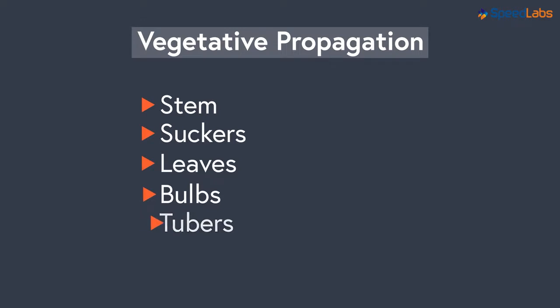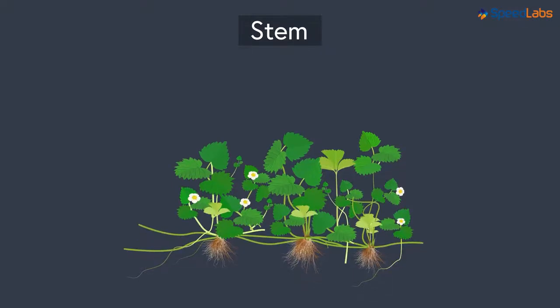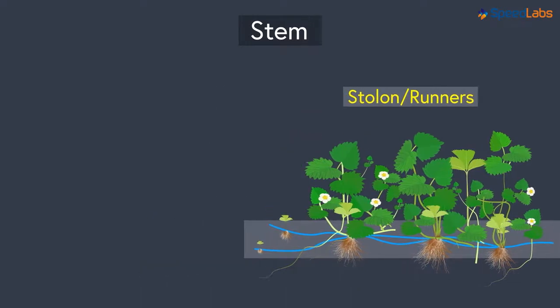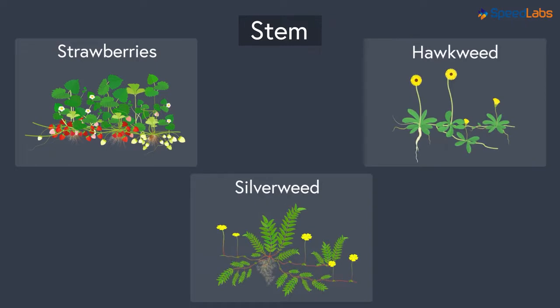To begin with, we have the stem. Many plants have horizontally developing structures that arise from the stem. These are called stolon or runners. These structures appear somewhat like this. These stolon run along the ground and can develop roots at any point, helping in formation of a new plant. Plants like strawberries, silverweed, and hawkweed are included in this type.